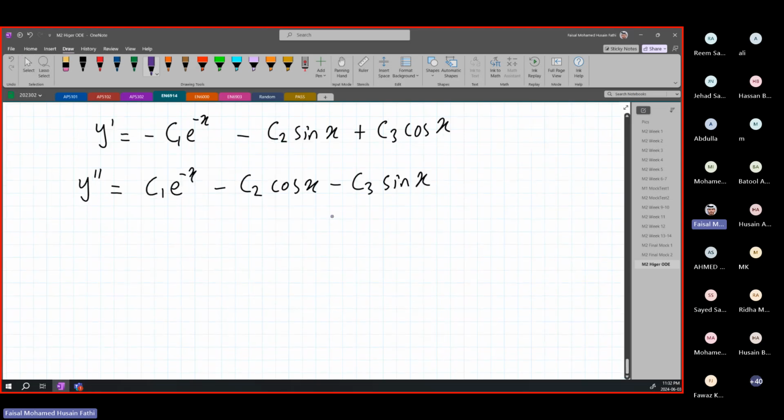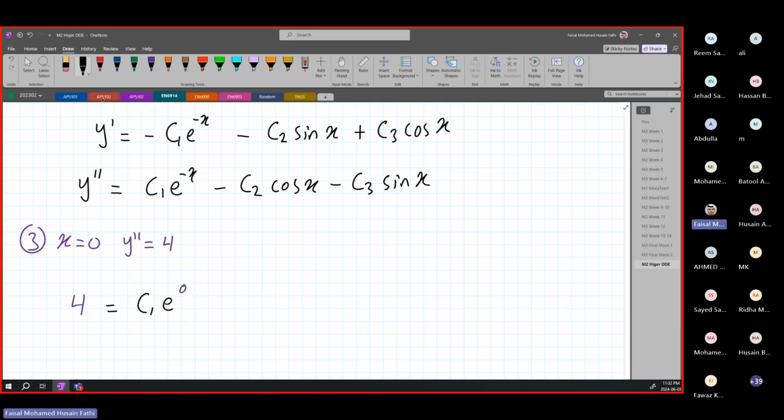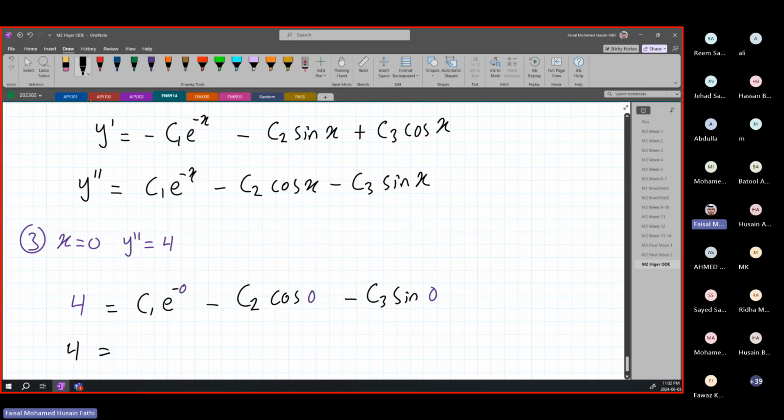Now we can plug in the values. So for 3, when x equals 0, y double prime was equal to 4. So 4 is equal to c1 e to the power of 0, minus c2 cosine of 0, minus c3 sine of 0. Again, we simplify. 4 is equal to c1, since e to the power of 0 is 1, minus c2, since cosine 0 is 1, and then sine of 0 is 0. And this is our third and final equation.